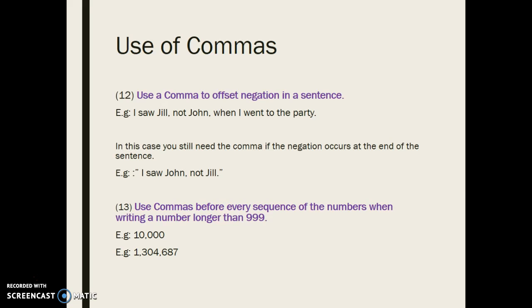Finally, last rule that everyone should know. It is basically math. When you're using numbers while you're writing, you put a comma after the number 999. So after 999, you need a comma. So instead of 1000, it would be 1,000. For example, 10,000.